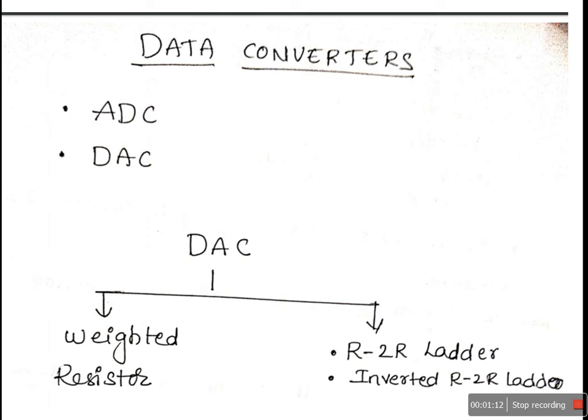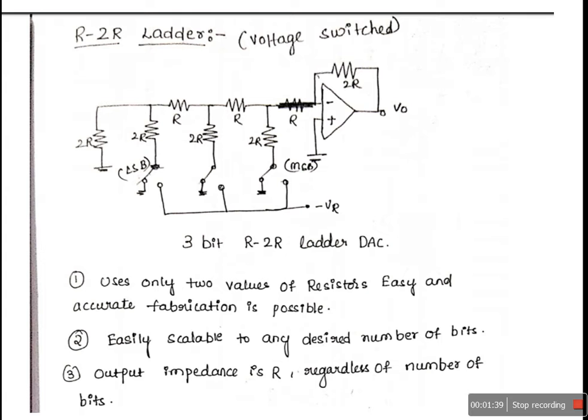Already we know that data converters are of two types: analog to digital converter and digital to analog converter. Digital to analog converters are classified into two types: weighted resistor type and R-2R ladder type. Again, in these we have two types depending on the switching. R-2R ladder indicates voltage switching, and inverted R-2R ladder indicates current switching. So this is the R-2R ladder, the voltage switch network.